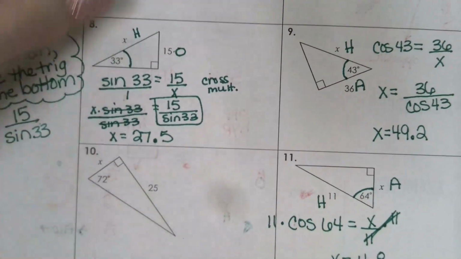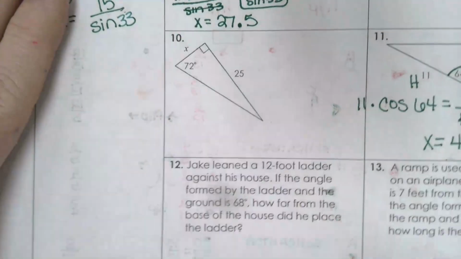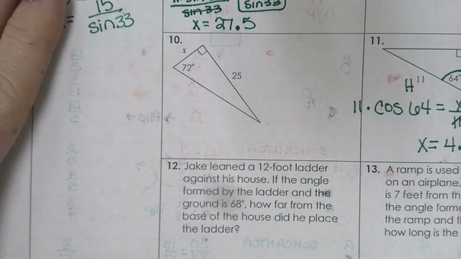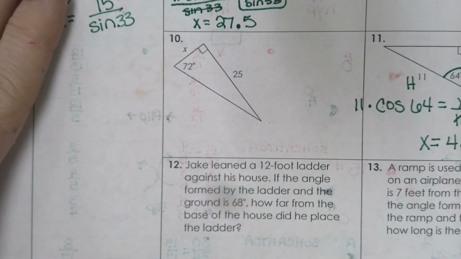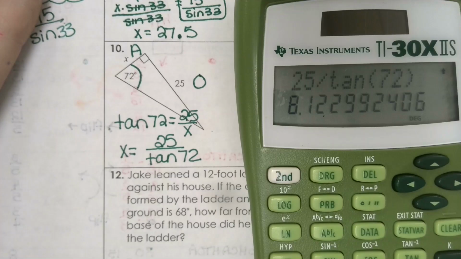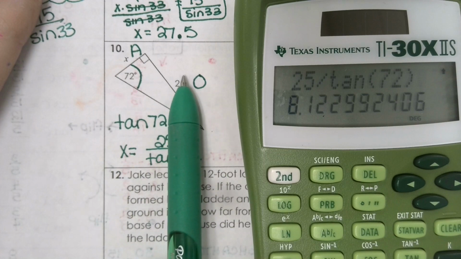Okay, so now you should have had enough practice to be able to do number 10 completely by yourself. Go ahead and do number 10, please. I got 8.1. Okay, so this is my opposite.